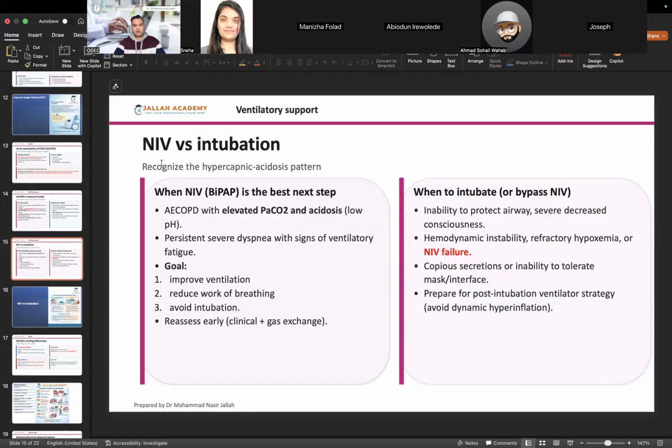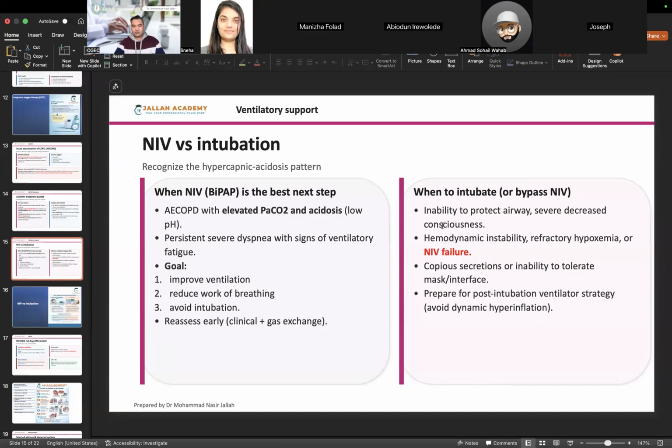That is part of the NACOSC. So, in terms of non-invasive ventilation versus intubation: exacerbation with elevated PaCO2 and acidosis, persistent severe dyspnea with signs of ventilatory failure. The goal is to improve ventilation, reduce the work of breathing, and avoid intubation. And why do we do NIV? To avoid intubation. Why? Because intubation is aggressive. It is invasive. Reassess early, clinical plus gas exchange.